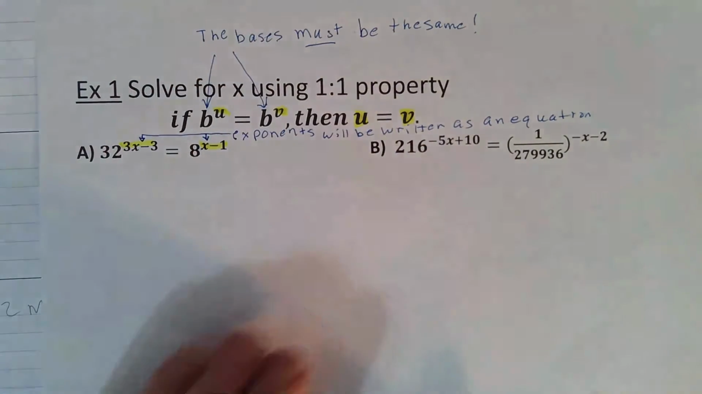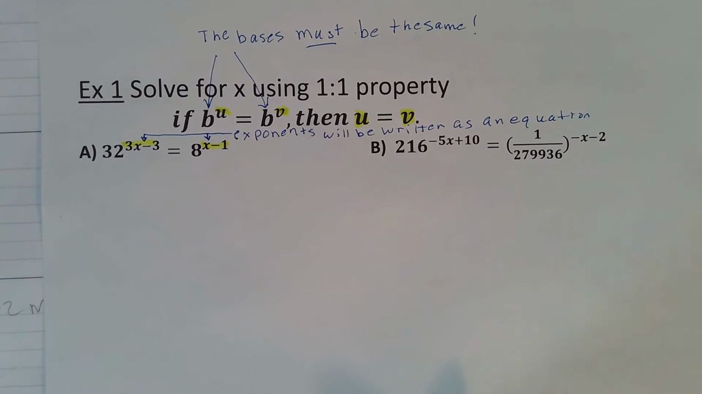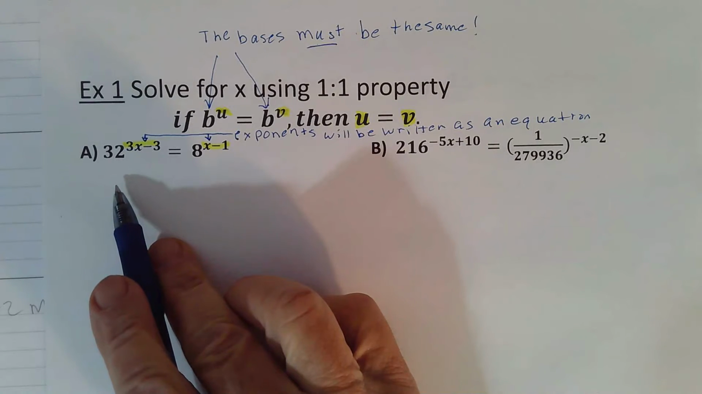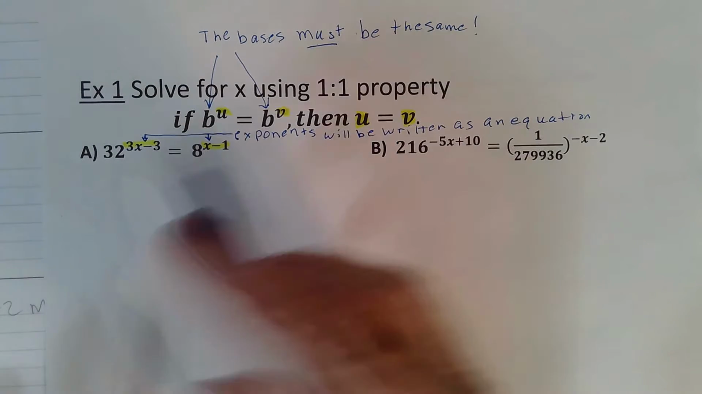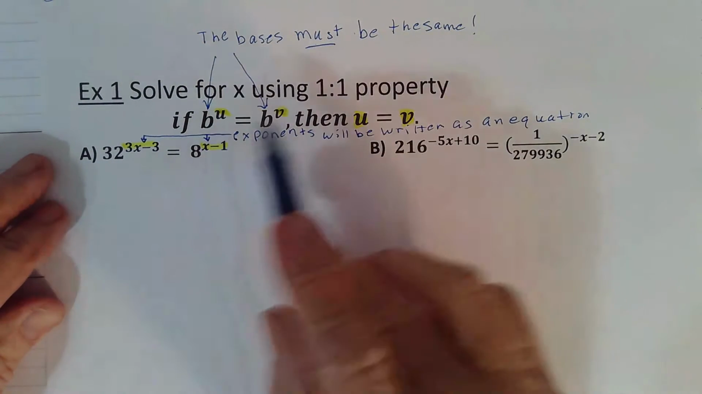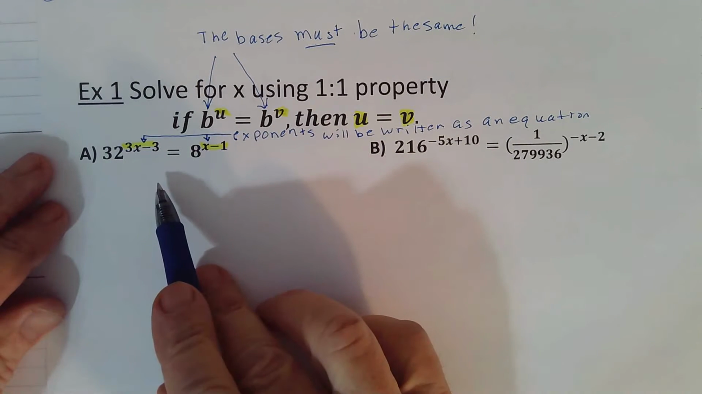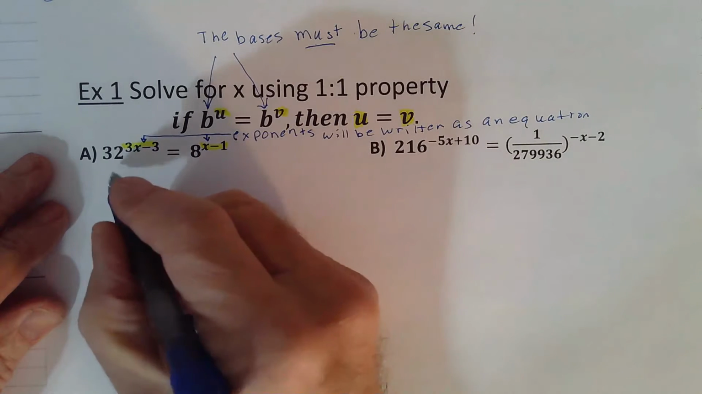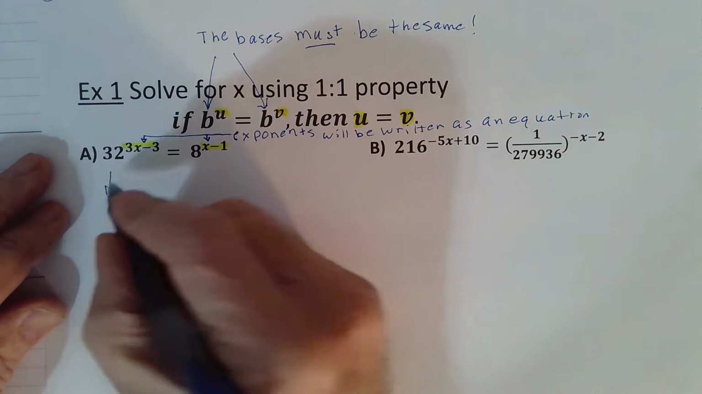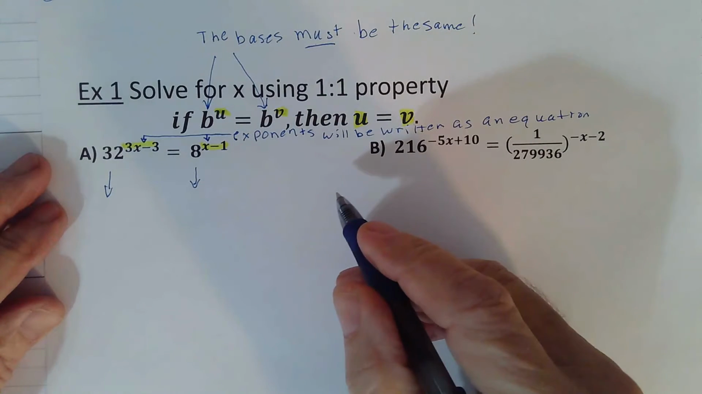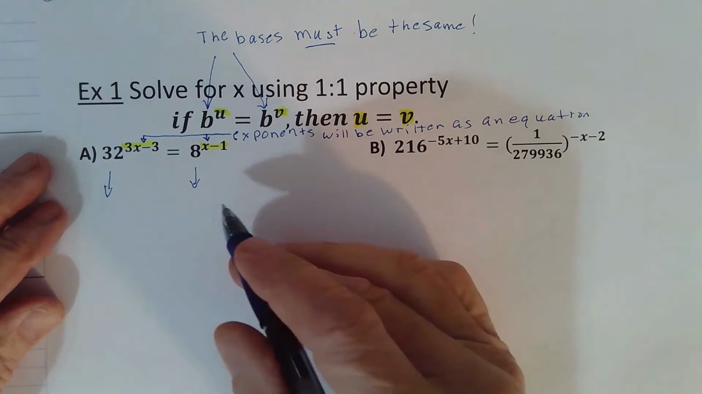All right? So those are the things that you want to key in on. So here's our first problem. What I'm going to do is first see, do we have the same bases? Well, we don't. So we're going to have to change that. We're going to have to actually go down here and change this 32 and this 8 to something that has the same base, if we can do it. So let's see if we can.